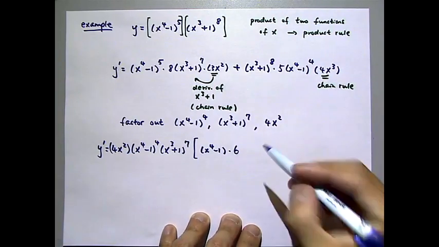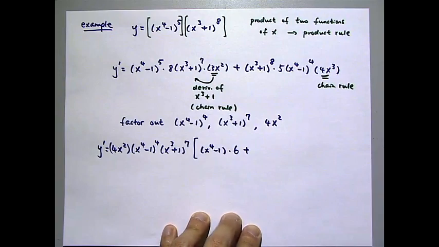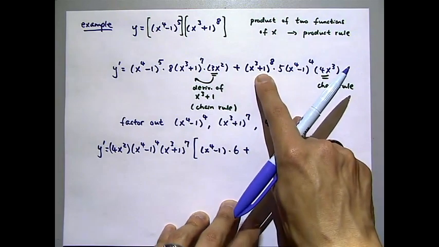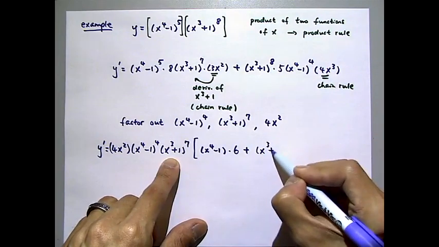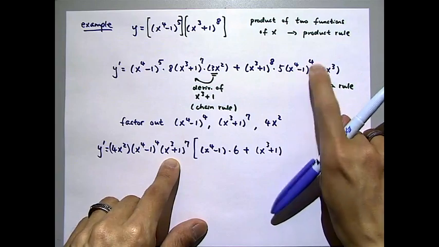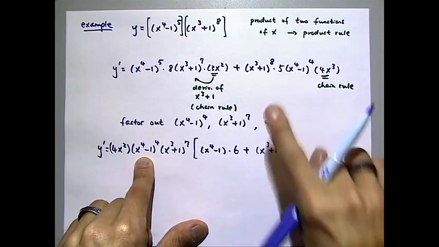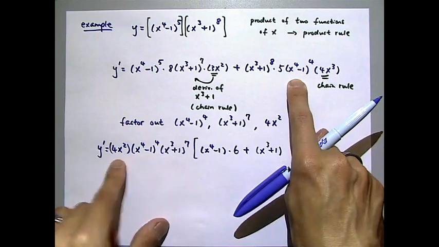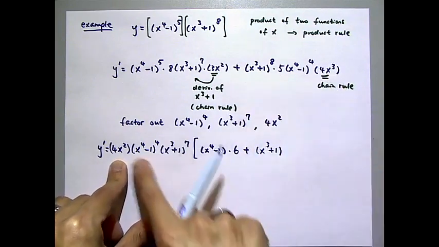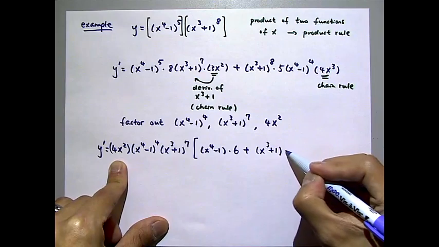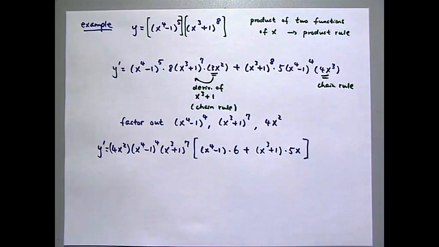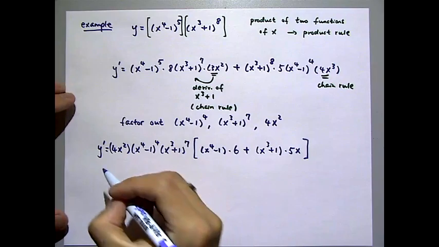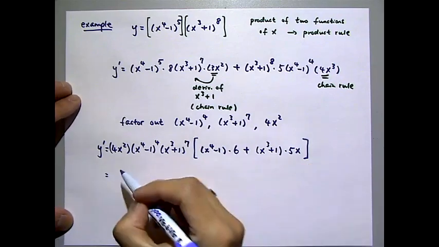Second group, same thing, plus x cubed plus 1 to the 8th. I took 7 of those out, so I keep 1 of that. X to the 4th minus 1 to the 4th, I took all 4 of them out, so that thing is a 1, it's gone. And then back here I have a 20x cubed. I took away 4x squared, so I keep a 5x. Okay, so now we just got to clean up inside those brackets and we are done.